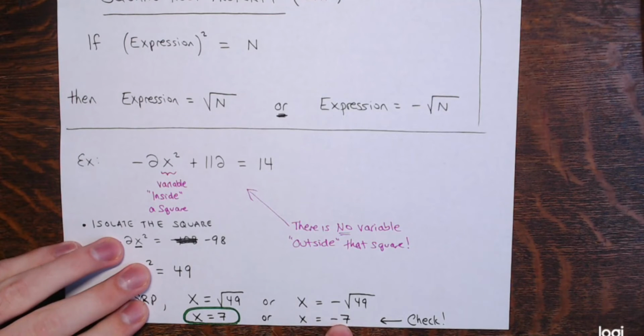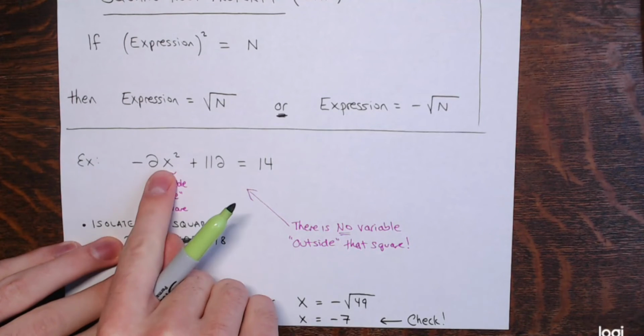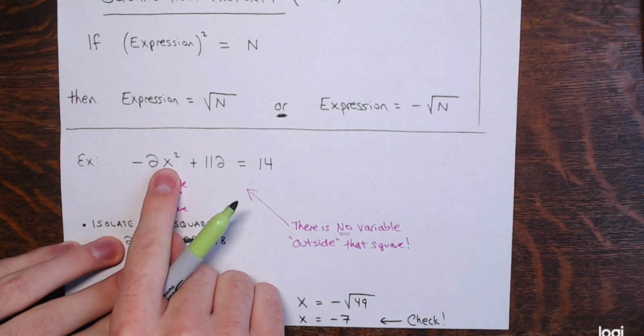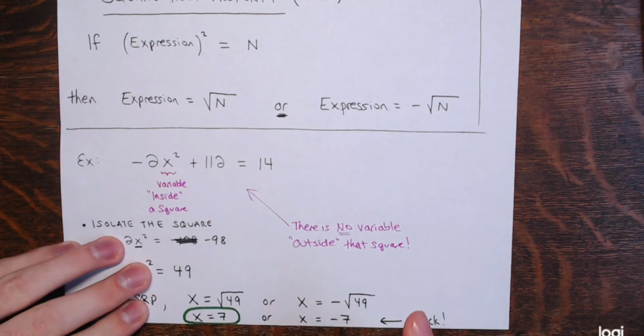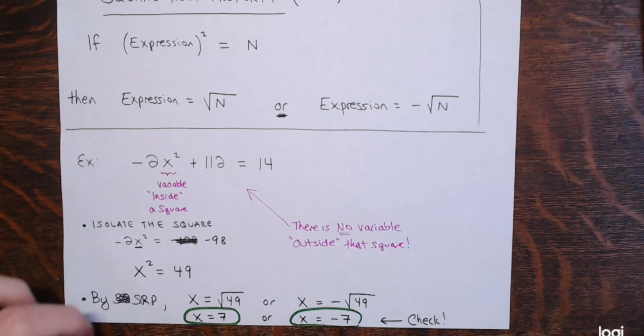And the same thing would go for negative 7, right? Negative 7 squared is positive 49. And then the rest is the same. So, valid solution both. So 7 and negative 7.